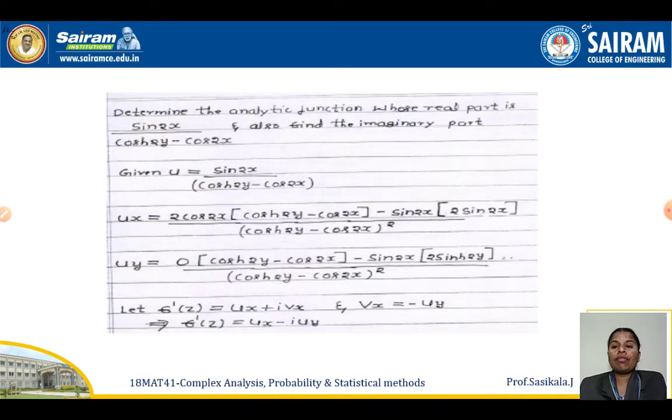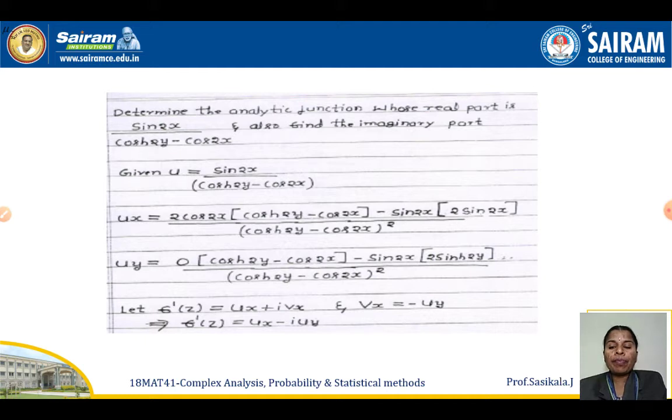Okay, the next question: determine the analytic function whose real part is sin 2x by (cos h 2y minus cos 2x), and also find its imaginary part. Here an additional question has been added. We need to find f of z, and also we have to find the v term, because the u term has been given as the real part.